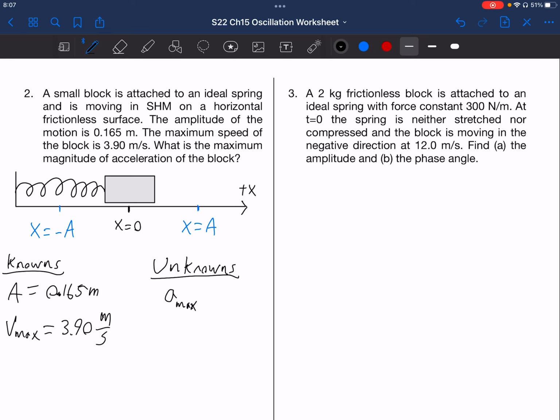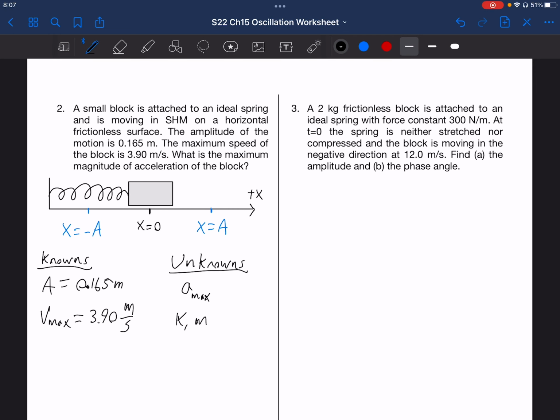So that's our principal unknown, but we can note there's a lot of other things we don't know. We don't know the spring constant. We don't know the mass. So there's a lot of other unknowns that we don't have. But this is our setup for the problem. So, okay, at this point, we can start thinking about what concepts would apply to solving this problem.